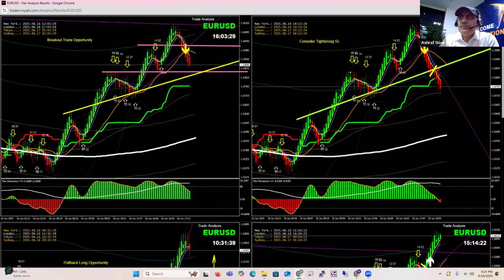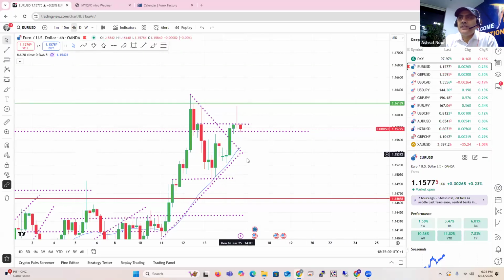Another possibility, let's suppose the price refuses to break and continue down, but if the price develops a false breakout and gives us the confirmation, then we're looking long here. Otherwise, we're expecting a continuation to the downside. So this is the Euro USD, this is what we had, and this is what we're looking into.